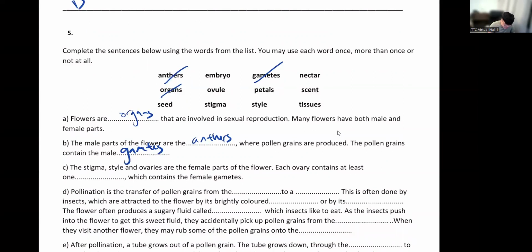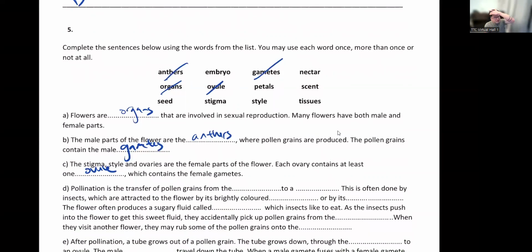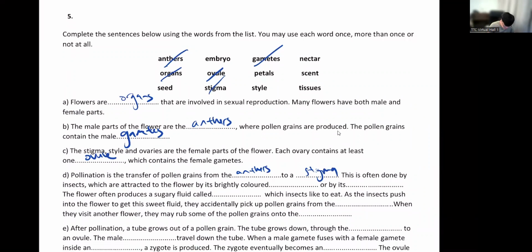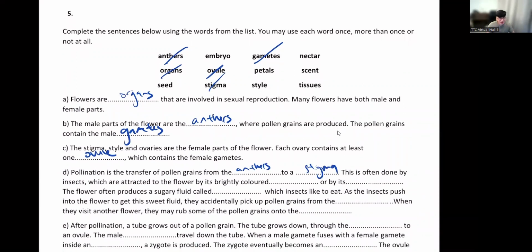The stigma, style and ovary are the female part. Each ovary contains at least one ovule, at least one seed. Okay. Ovule is not just one. Some plants make a few. That's why maybe in an apple we have 5 seeds, because there are 5 ovules, right? Which contains the female gamete. So pollination is the transfer of pollen grains from the anthers to the stigma. I actually don't need to cross the words, isn't it? Because it could be once or more than once or not at all.